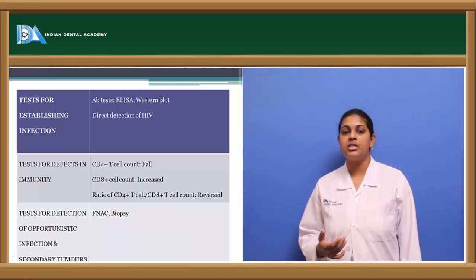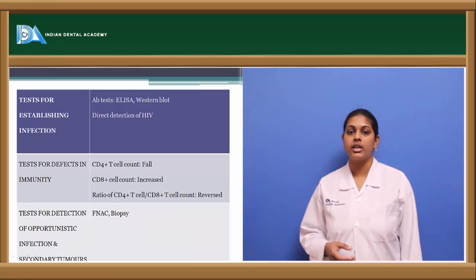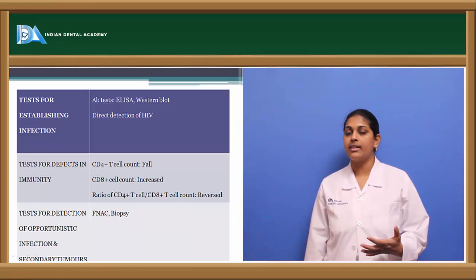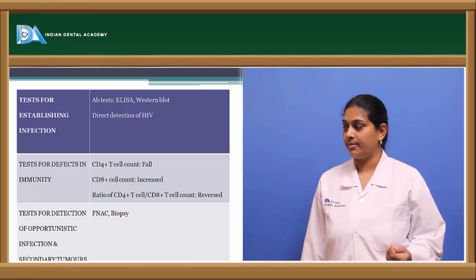And in cases of tumors, a biopsy, that is a gross specimen, is taken and processed, and the diagnosis of the particular tumor can be given, whether it's a malignant or a benign tumor. These are the diagnostic aids for HIV.